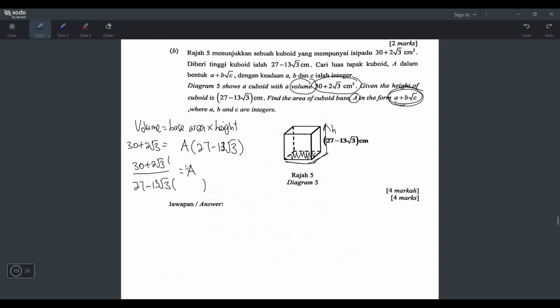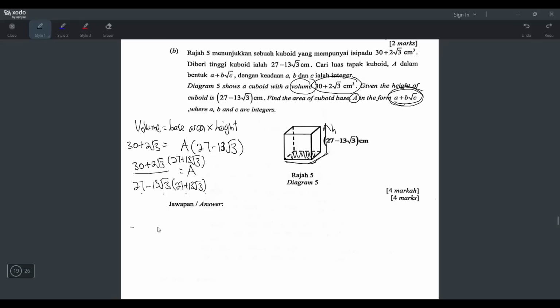Okay, the way to rationalize is you have to multiply with the conjugate surd. What is the conjugate surd? It will be 27 plus 13 square root 3. When your denominator has a plus or minus sign like this, then the conjugate surd will be the opposite. Just copy the same thing, but change the sign. If it is minus, then the conjugate will be plus. If plus, then the conjugate will be minus, like this, right? And then, of course, the top has to be multiplied by the same thing also, right?